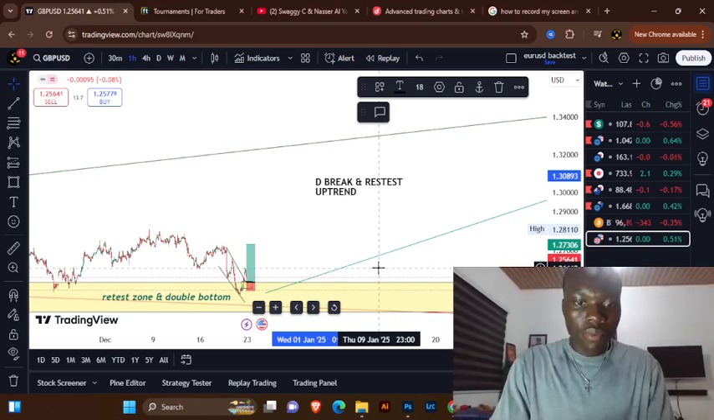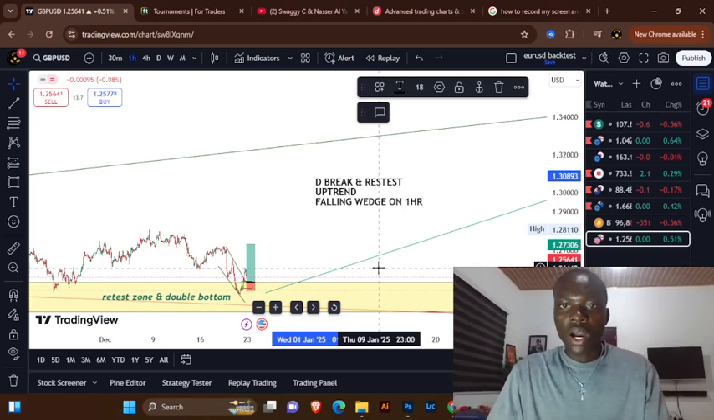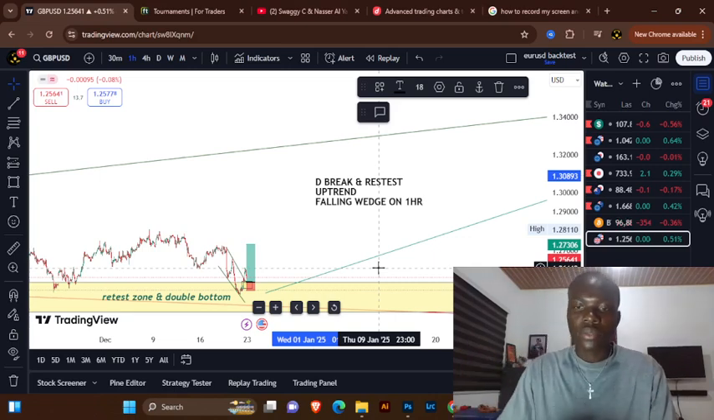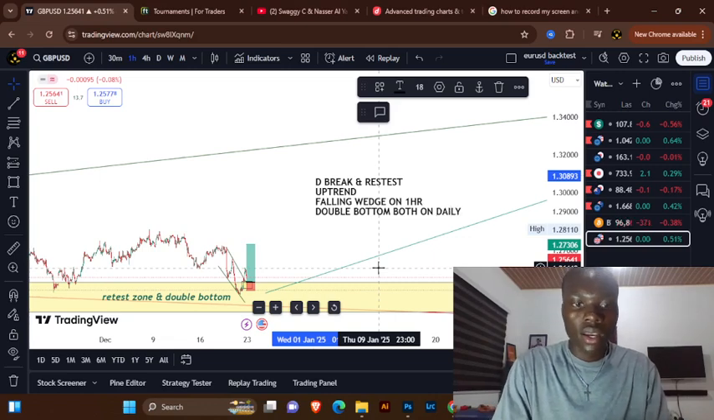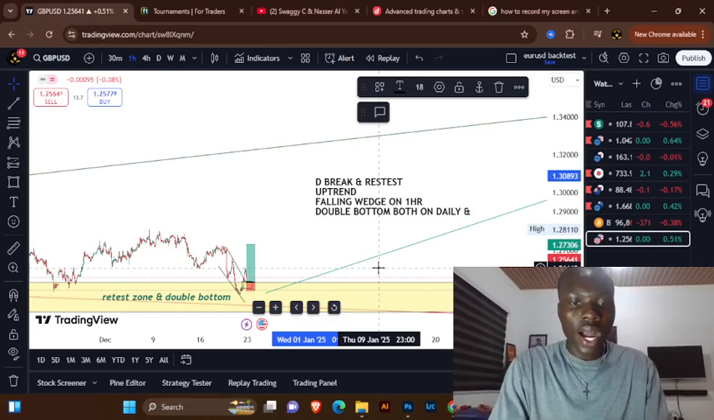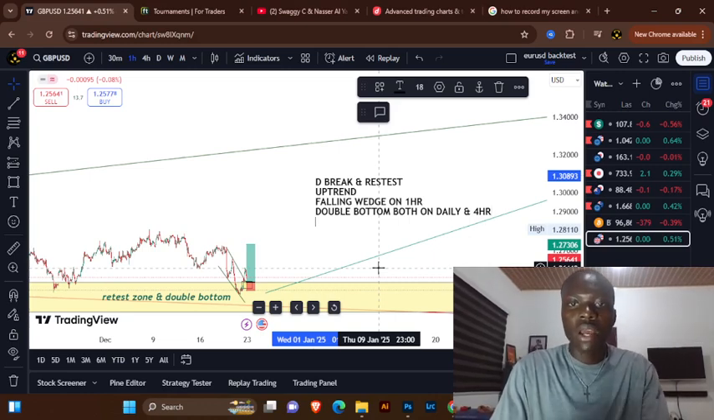What can we see again? A falling wedge on the 1-hour. The market is breaking now, and it is going to retest to go back there. We also saw a double bottom, both on daily and 4 hour. So this is the 4th confirmation.